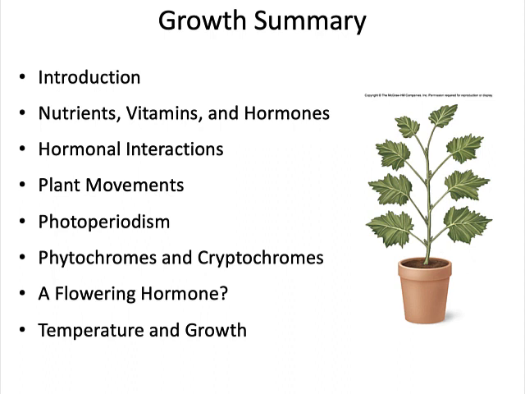All right, well, that's our summary for all things plant growth. We've now done a brief introduction and did an overview of nutrients, vitamins, and hormones. We learned a short list of hormones to know for the exam, as well as talked about hormonal interactions. We talked about plant movements, photoperiodism, and phytochromes versus cryptochromes. Lastly, we talked about a flowering hormone, and we talked about temperature and growth and their effects on plants.